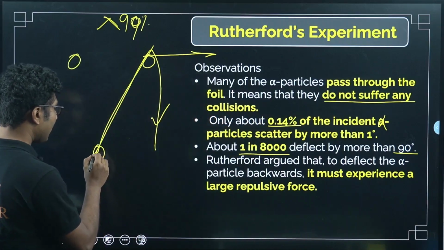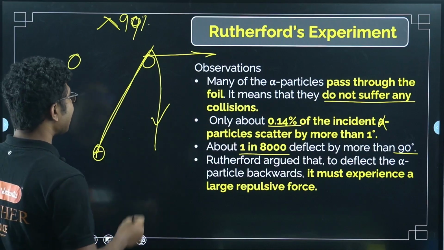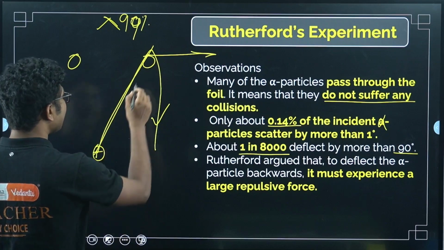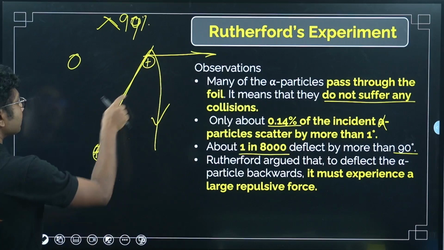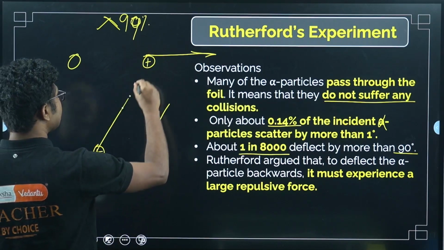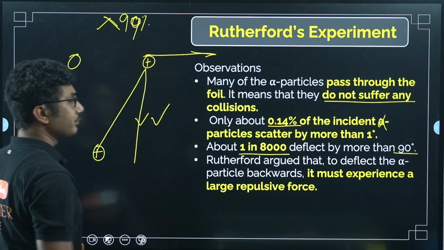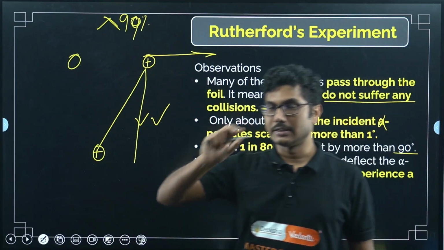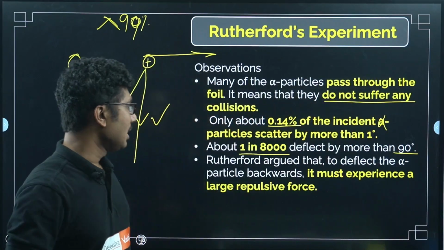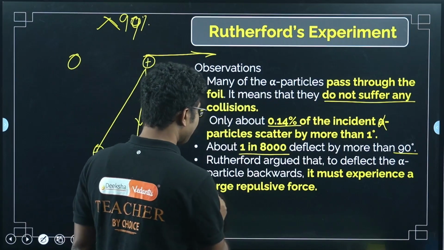We know that the alpha particle is positively charged, and there is something which is strongly repelling it. Strongly repelling means it is going towards this and then suddenly it comes back. Strong repulsion is happening, but the area of that thing is very, very small, so it must experience a large repulsive force.